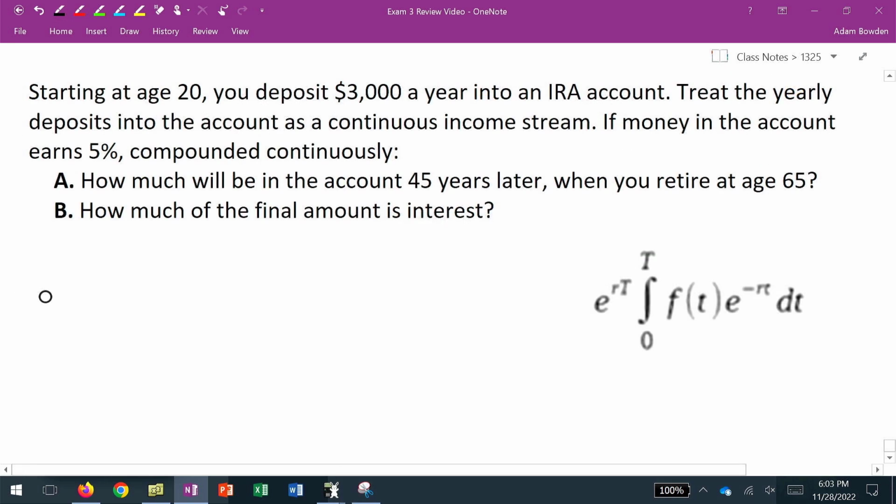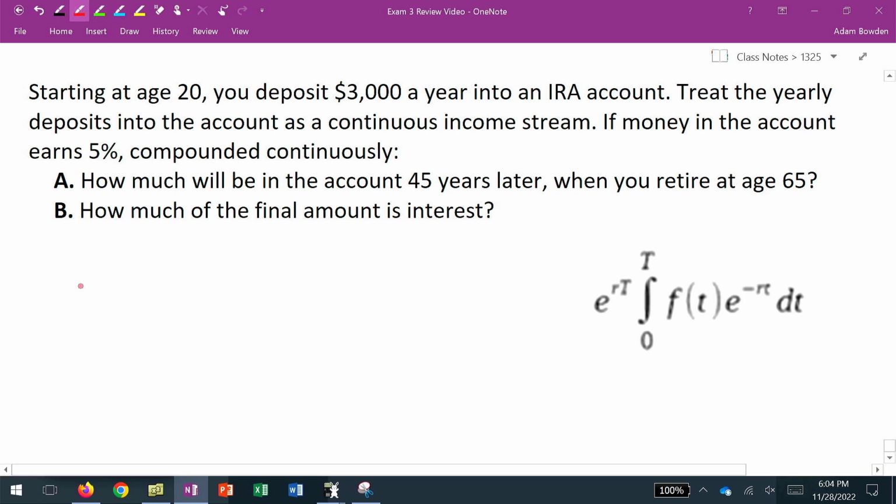Okay, on this next one, it says starting at age 20, you deposit $3,000 a year into an IRA account. Treat the yearly deposits into the account as a continuous income stream. If the money in the account earns 5% compounded continuously, we're going to find how much will be there after 45 years. Okay, now this one also uses the formula from the last one where we talk about, quote, continuous income streams. This is the formula here.